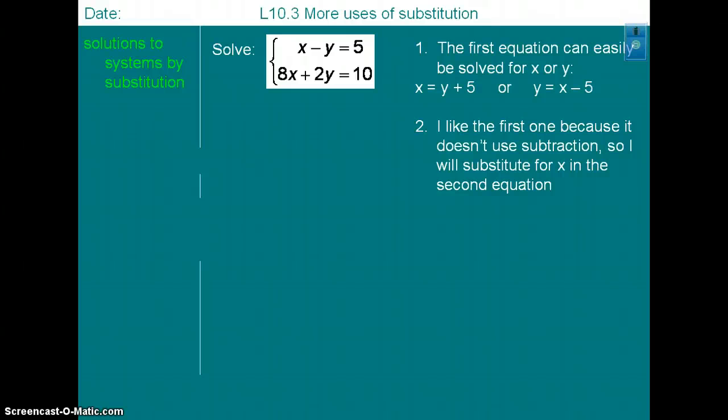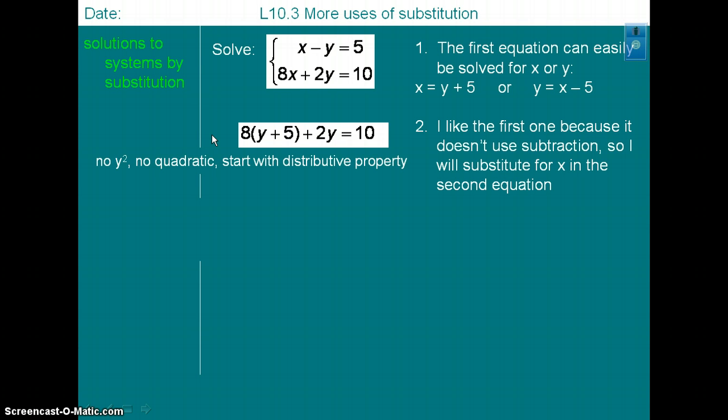I'm going to use the first one because it doesn't use subtraction, which means there aren't going to be as many negative numbers for me. So I'm going to substitute for x in the second equation. So you can see me substituting y plus 5 in for x in the second equation. Now we have an equation with just one variable. There's no y squared, so no quadratic is necessary.